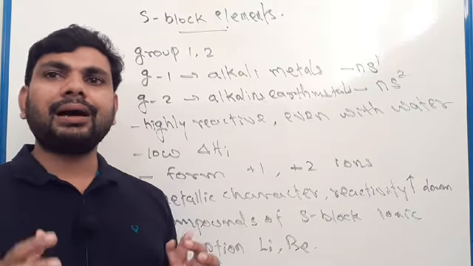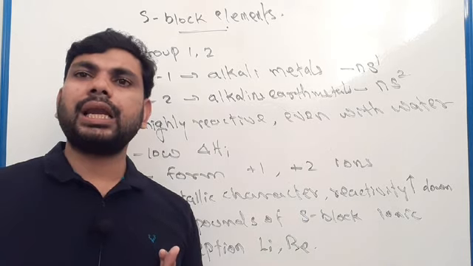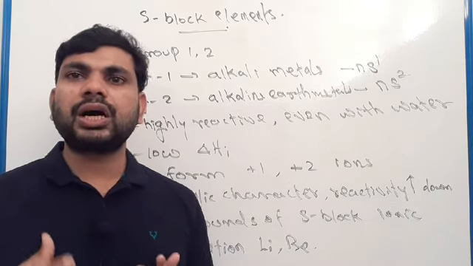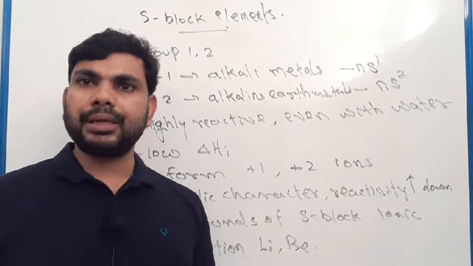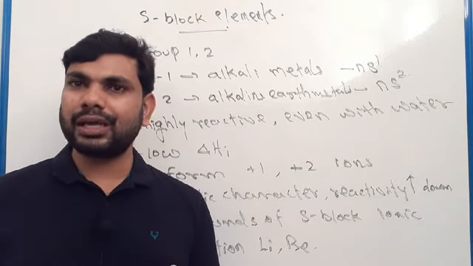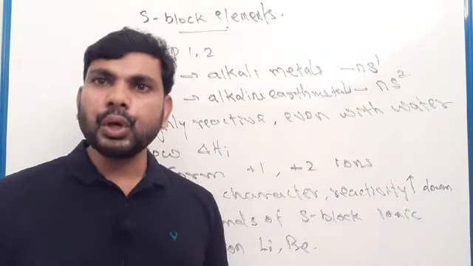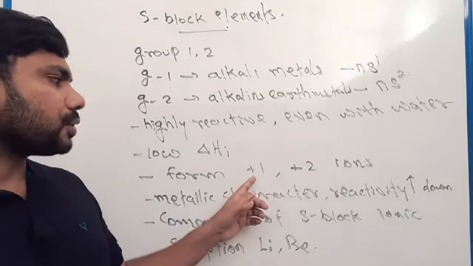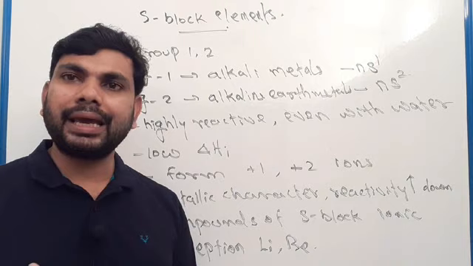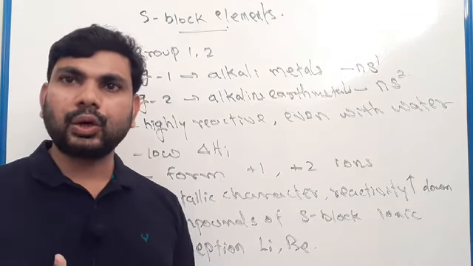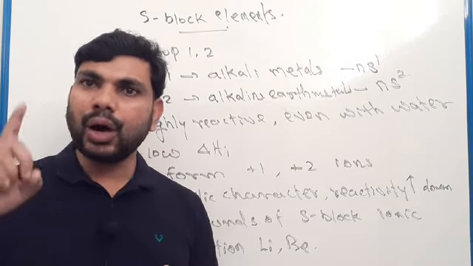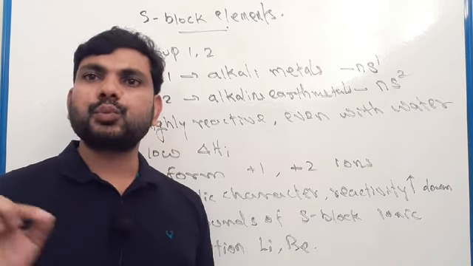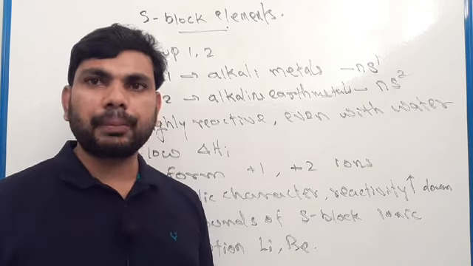Okay, and they have a strong tendency to lose electrons. After losing electrons, they form positively charged ions. Group 1 elements, S block elements mean group 1 and group 2. Group 1 elements lose 1 electron and form a +1 positively charged ion. Example, Na+, Li+. Group 1 elements have 1 outer shell electron, they lose it and form a +1 charge.